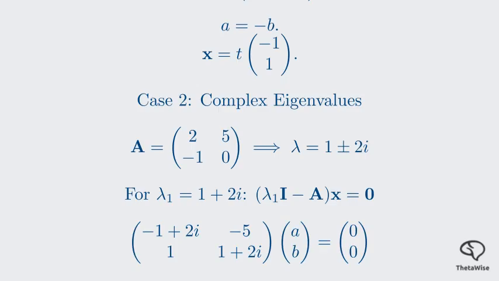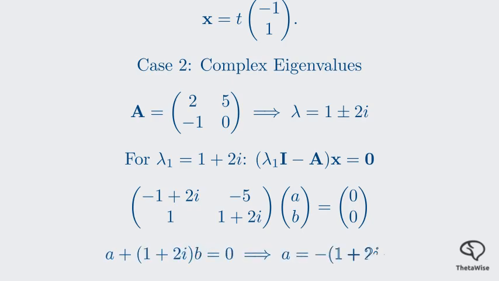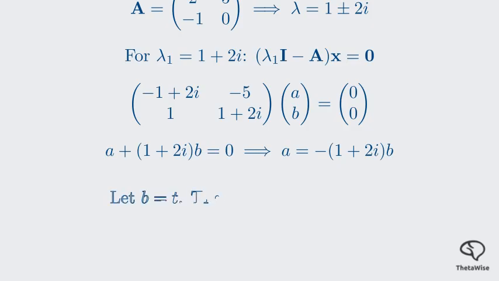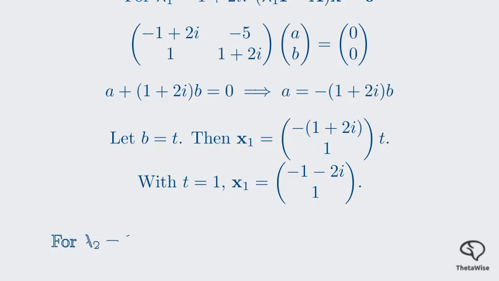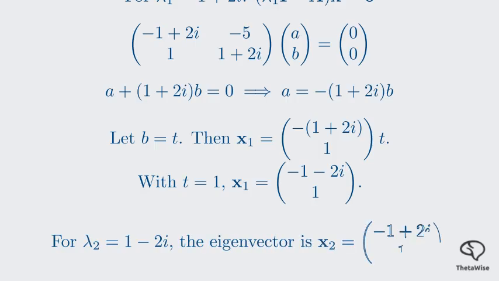The equation is a plus 1 plus 2i times b equals 0. So a equals negative 1 plus 2i times b. Letting b equal t, the eigenvector is negative 1 plus 2i t. Choosing t equals 1 gives us negative 1 minus 2i, 1. For the other eigenvalue, lambda 2 equals 1 minus 2i, we would find a corresponding eigenvector of negative 1 plus 2i, 1. In this case, the eigenvectors are also complex conjugates of each other. We have now seen how to find eigenvectors for all three types of eigenvalues we encounter. This is a complete solution to our second objective.